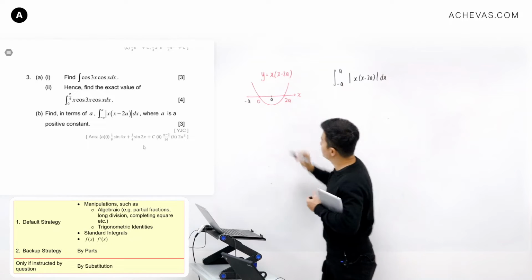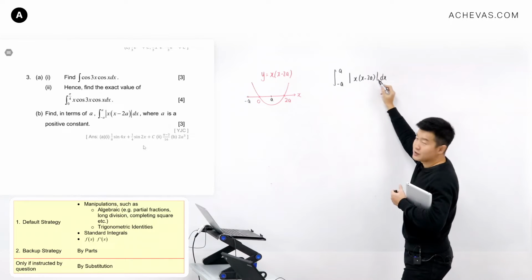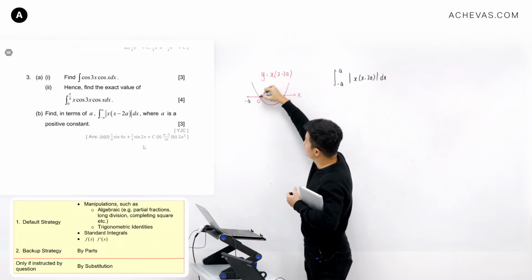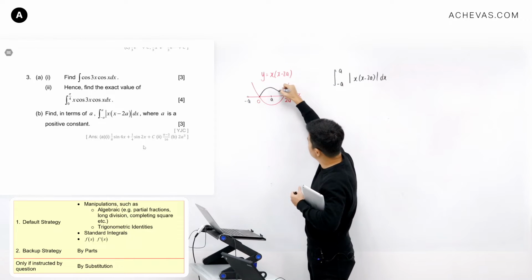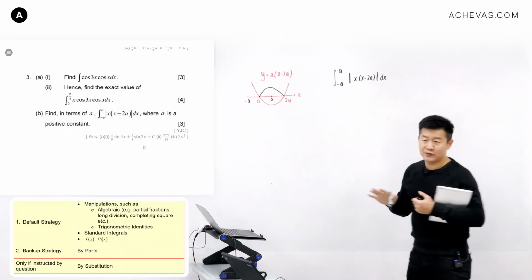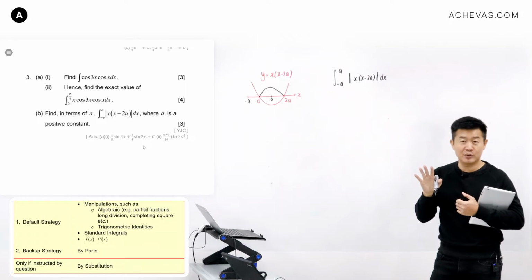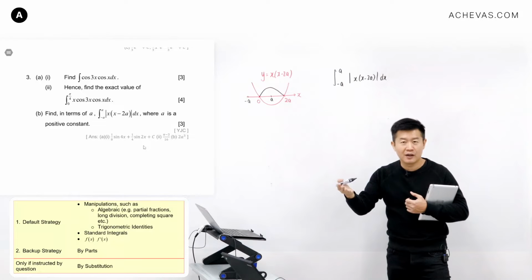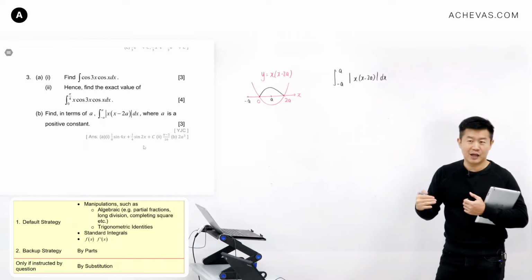A is going to be here. And when we do a modulus to this, that means for this portion, it is going to be flipped up. So it's going to be this, flipped up. And if you were to try to see this from the perspective of definite integral, it is actually pretty much related to the area between the graph and the x-axis.